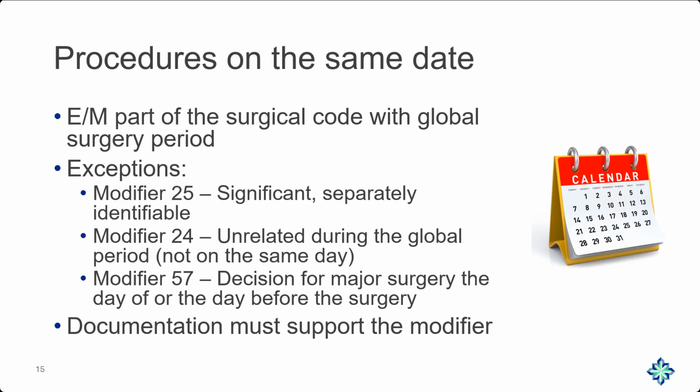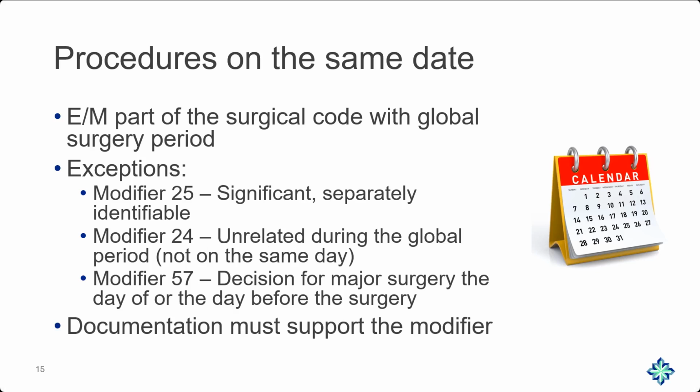So the things to remember there is that it's major surgery, so we're looking at that 90-day global period. You've decided, as I said, that the surgery needs to happen today or tomorrow, and it's likely going to be a more urgent or emergent type of surgery. So you're not going to use this if you're deciding in August that you're going to do, say, a hip surgery in November. That's not the day before or the day of the surgery.